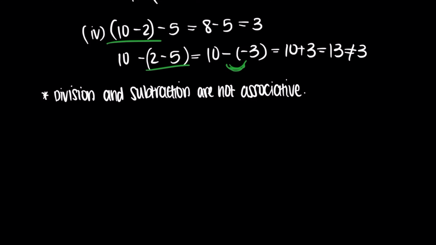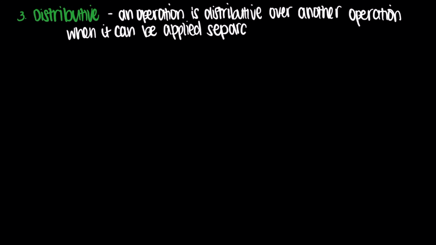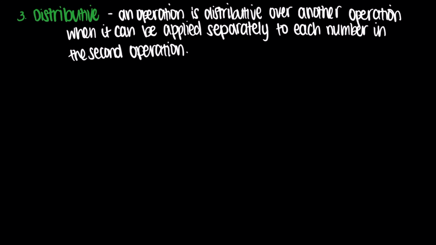Now, the last property that we look at for this video is the distributive property, or the distributive law. An operation is distributive over another operation when it can be applied separately to each number in the second operation. So let's look at some examples to demonstrate how this is done. Example 1. 2 multiplied by open brackets, 3 plus 4, close brackets.